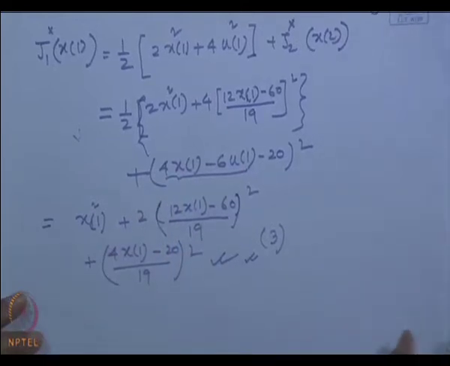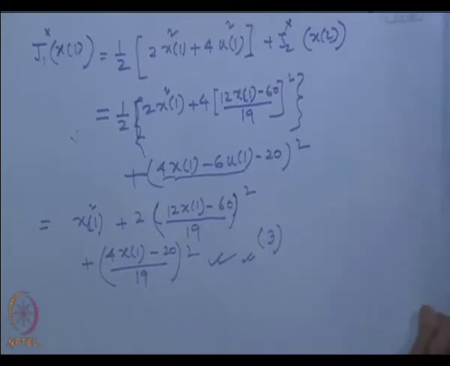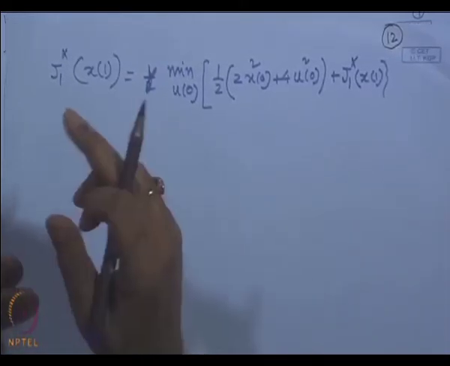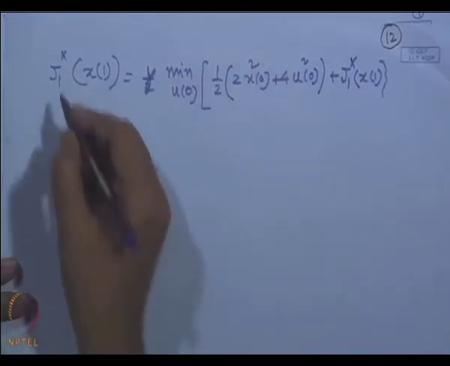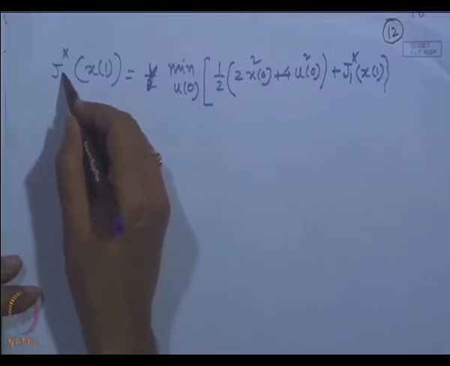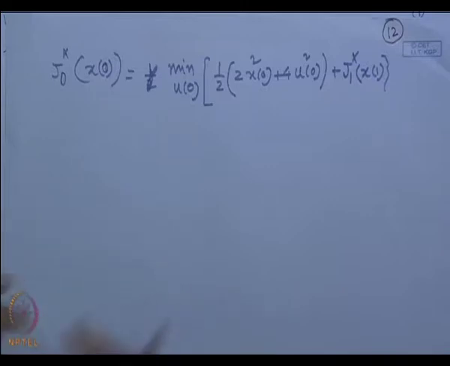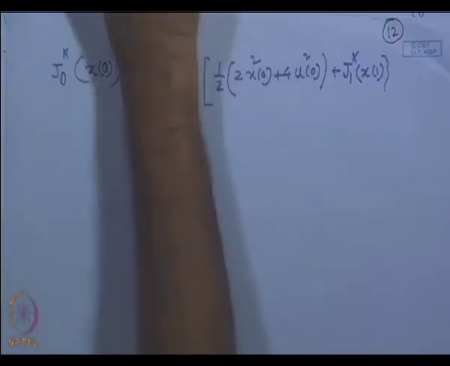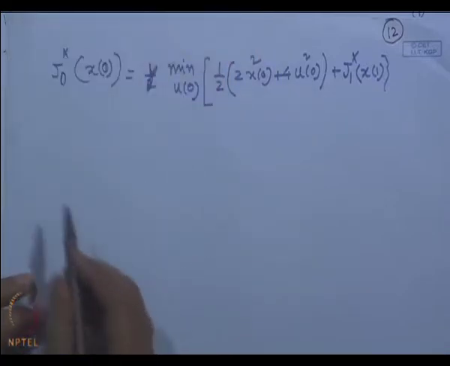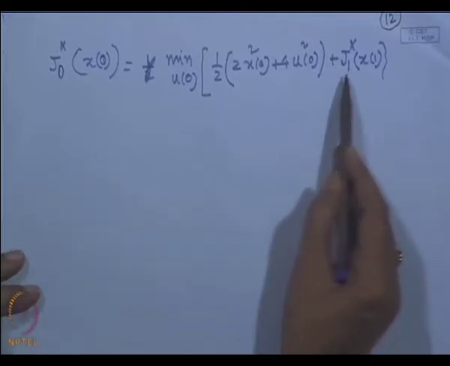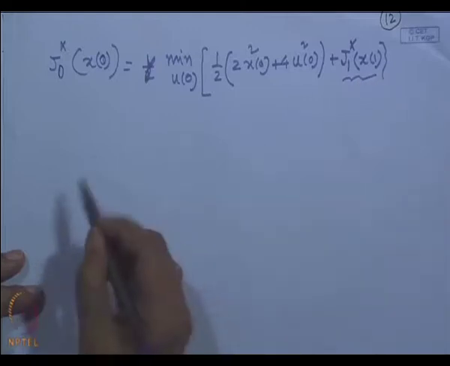If you simplify this, ultimately it boils down to these expressions after simplification. Next we will go from J 1 to J 0, that means the total cost for moving the backward pass from J 2 to J 1. So it is not J 1, this is J 0, and it is a function of x 0. Now I will write this expression of J 1 here.